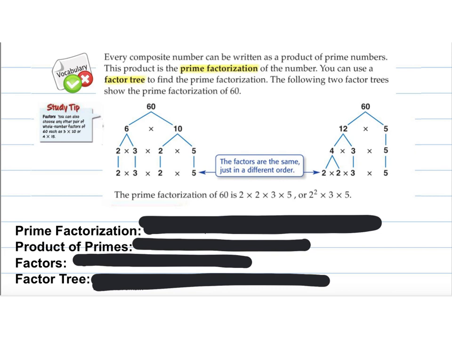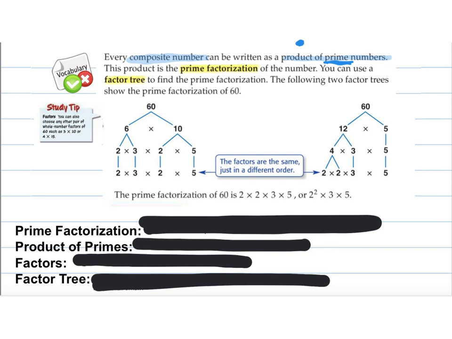Okay, so this is a vocab heavy page. My suggestion is to sit back, engage, ask yourself questions, then pause at the end and maybe record some things. So, vocabulary, a lot of it. What we know is that every composite number, every number that has more than two factors, can be written as a product of prime numbers. Think about what that word product means. That means to multiply. And we know prime numbers are ones that have factors of just one and itself. So the product is the prime factorization of a number.